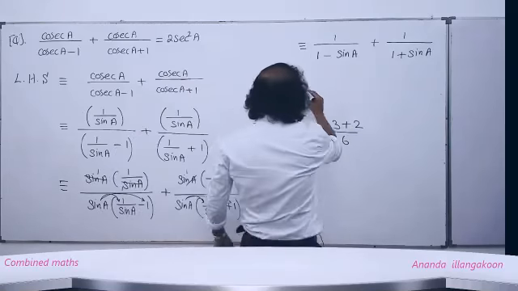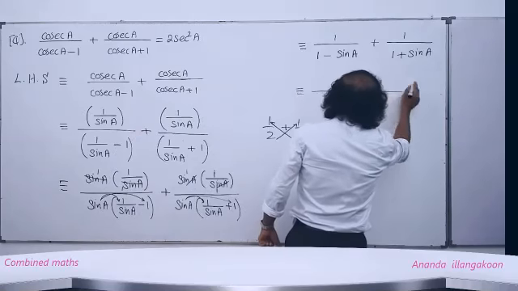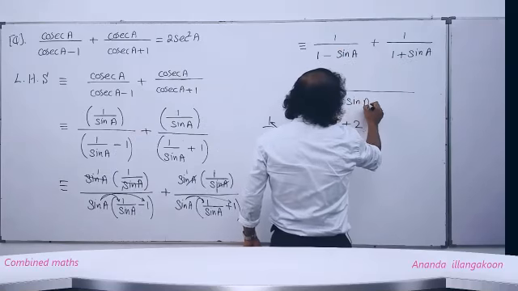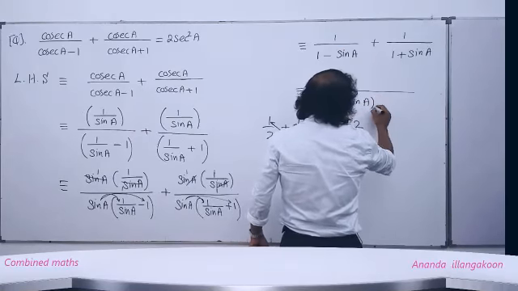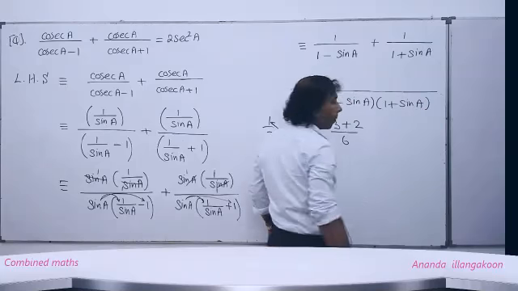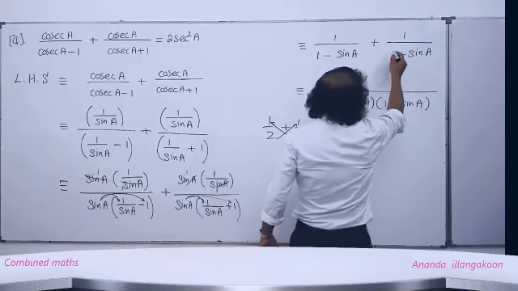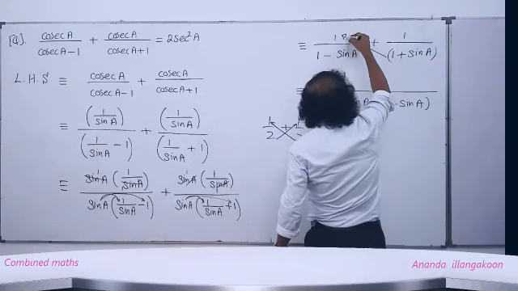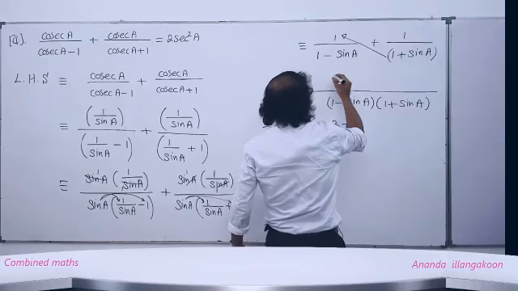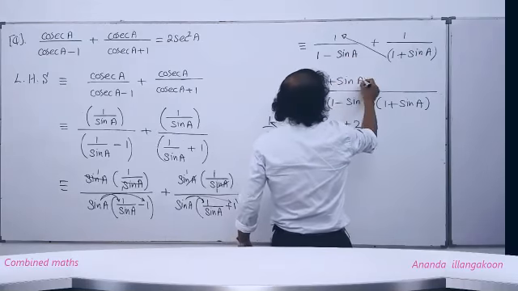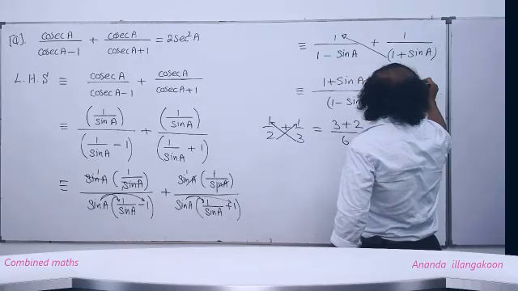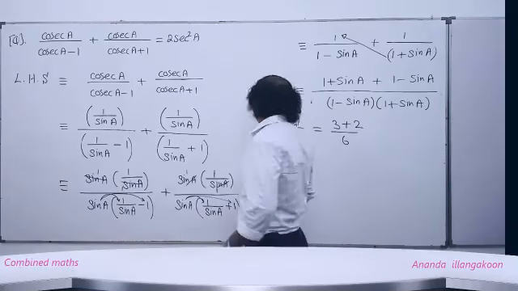Like that, whenever you take the common denominator of this and this as the product of these two, 1 minus sin A, 1 plus sin A. Then by this 1 plus sin A, we have to multiply this 1. 1 into 1 plus sin A. When we multiply by 1, it won't change, no? It is still 1 plus sin A. And by this 1 minus sin A, we multiply this 1. It is 1 minus sin A. This is what we get.